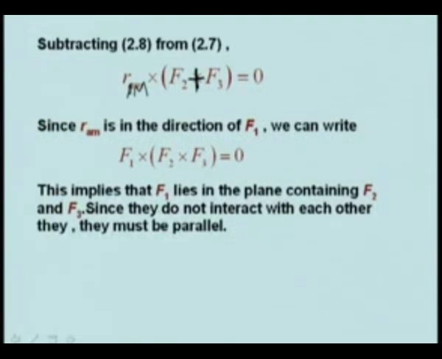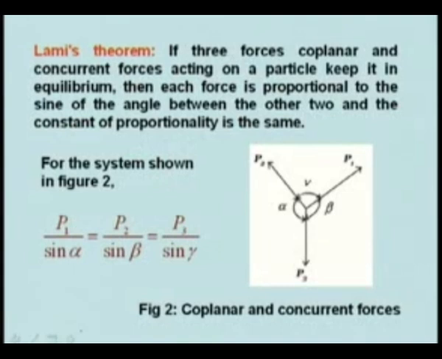Since RAM is in the direction of F1, we can write F1 cross (F2 plus F3) is equal to 0. This implies that F1 and the line containing F2 and F3, since they do not intersect with each other, must be parallel. So this is the thing about that one.